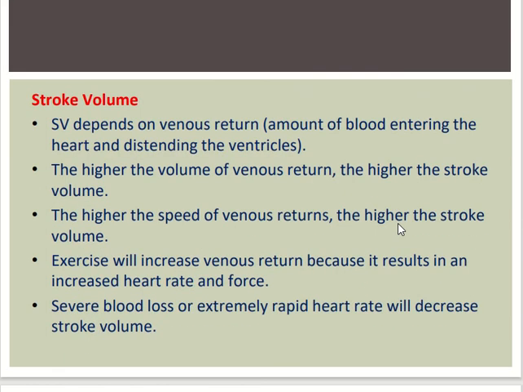Let's look in more detail at the stroke volume. Remember, stroke volume depends on the amount of blood entering the heart and distending the ventricle. Therefore, the higher the amount of blood entering the heart, the higher the stroke volume will be. Exercise can increase the amount of blood entering our heart, meaning exercise is good. When severe blood loss happens, it will rapidly decrease the stroke volume, and thus it will decrease the heart rate also.